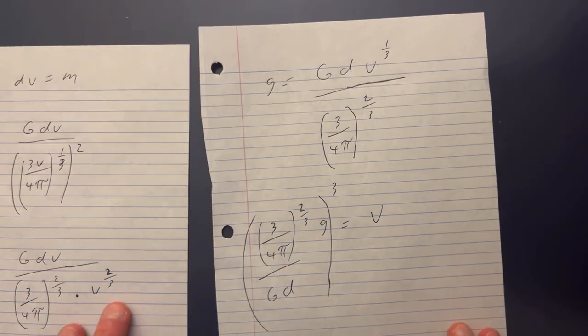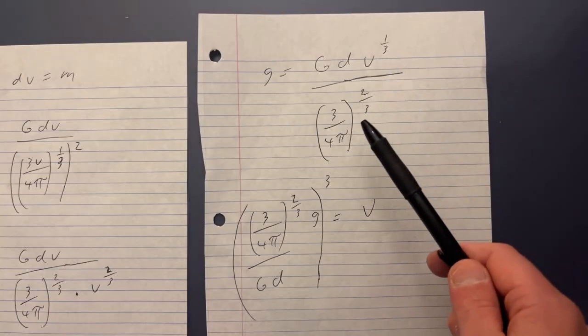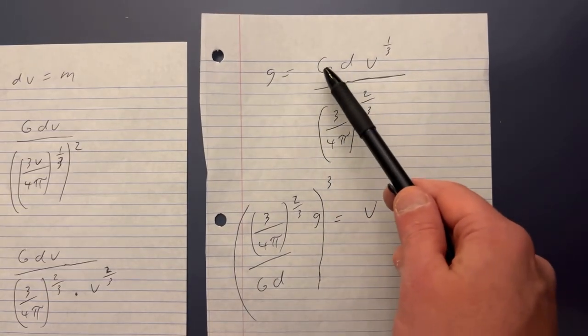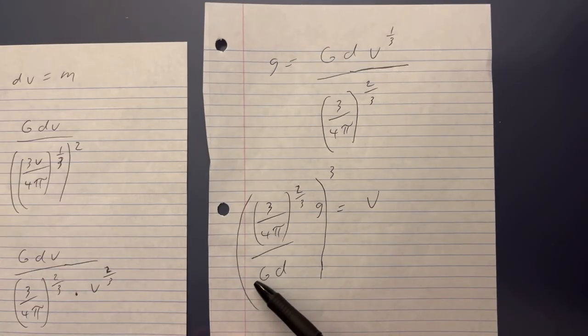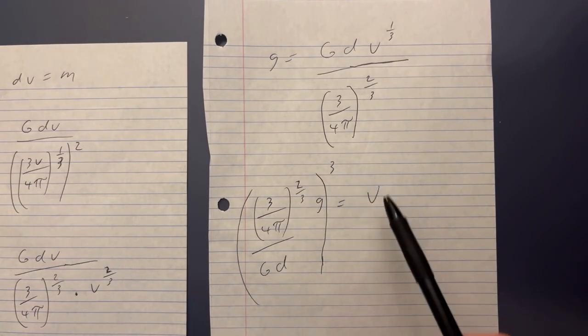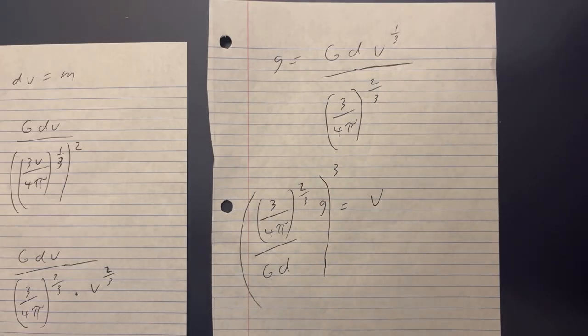Now let's isolate our volume here. So I'm going to do a few things at once. I'm going to bring up this 3 over 4 pi to the 2/3, divide by G d. I should say capital G, lowercase d. Take the whole thing to the 3rd power, and then that will give me volume. I actually did 3 things at once there, but you can see we isolated our volume.